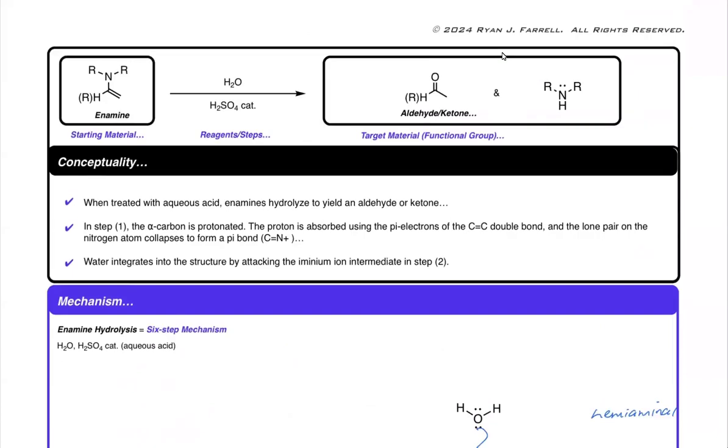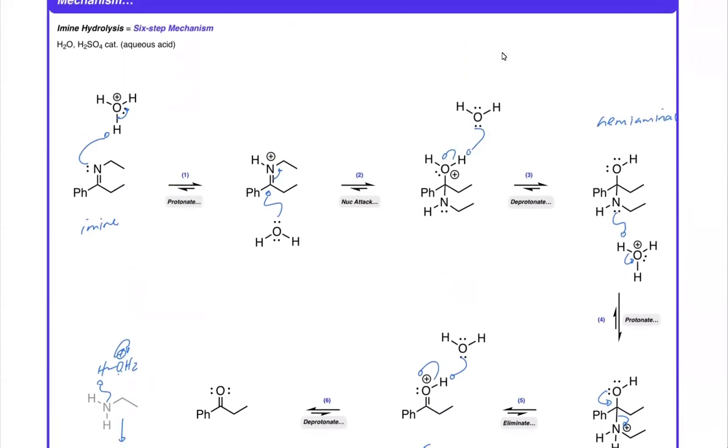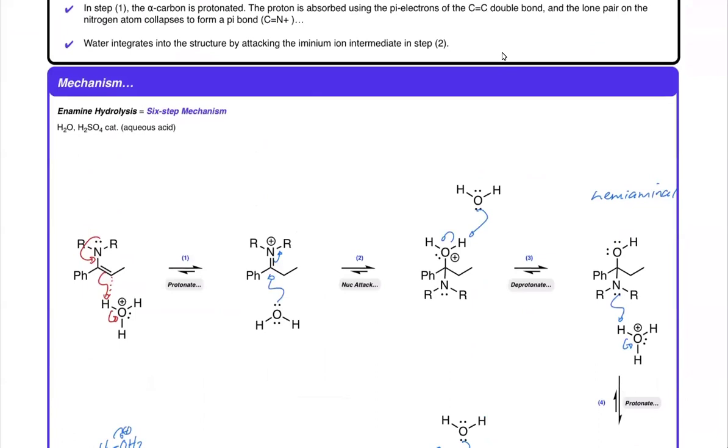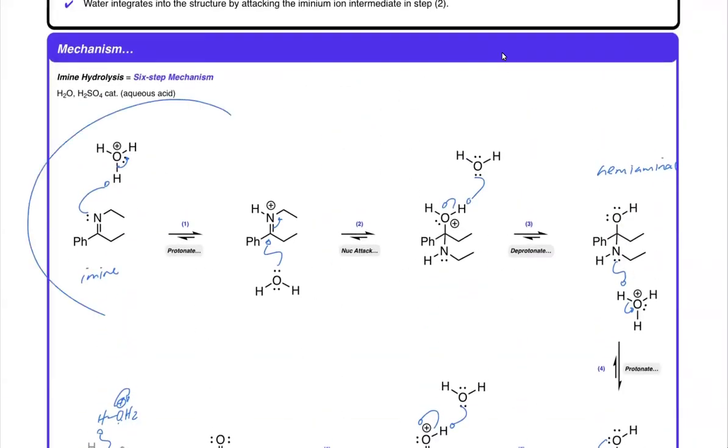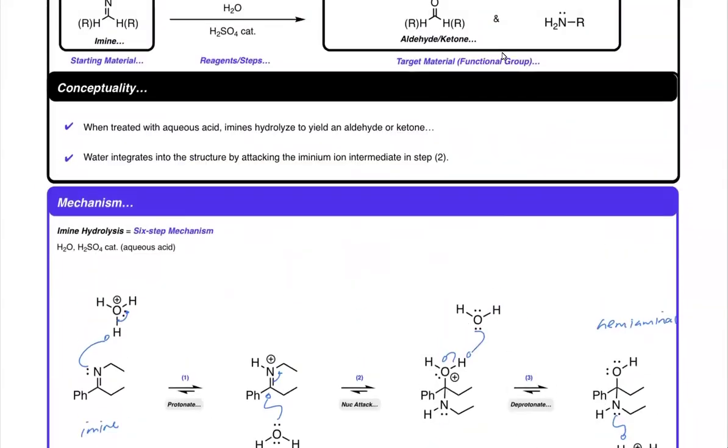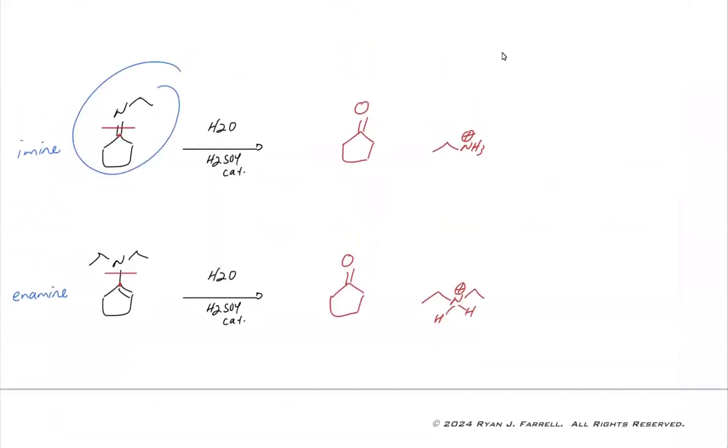Okay. So very similar mechanisms after the first step. And I think the trickiest part with your enamine hydrolysis is just visualizing the arrow pushing of that first step. For imine hydrolysis, that first step is a little bit more intuitive because that nitrogen has a lone pair that we can protonate directly. All right, but in each case, we could have an imine or an enamine react with water and acid, and we can reform a carbonyl at the carbon where that nitrogen was bonded in your imine or enamine, and we sever out the nitrogen component, which will ultimately end up protonated in solution.